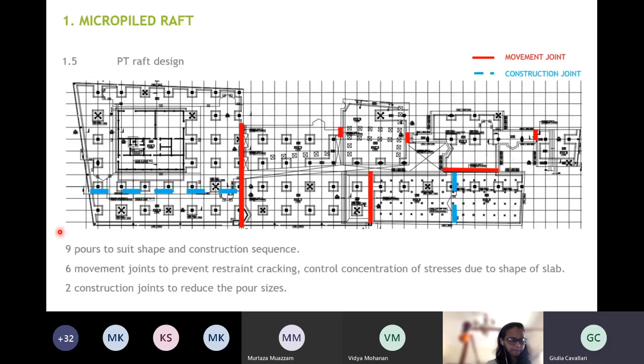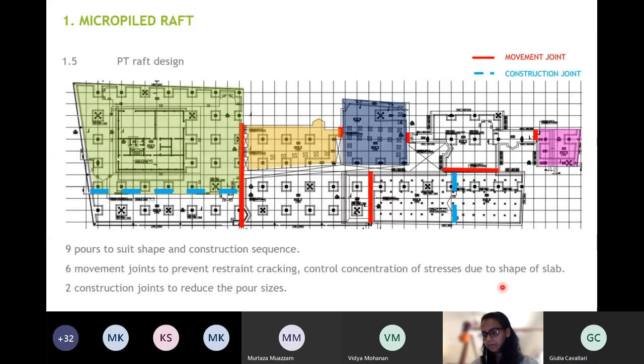So the site has been subdivided into 9 pours, to suit the shape of the construction sequence. And there are 6 movement joints, 1, 2, 3, 4, 5, 6, that we can see in red, and there are 2 construction joints in blue that are used to split the large size of the pour and to keep this last pour free, because we needed the access from the road. So the construction sequence went like this. I hope this was the final one, because it has changed many times.